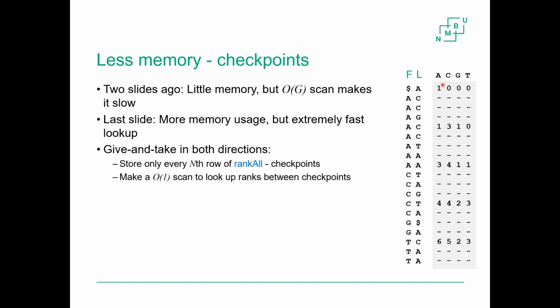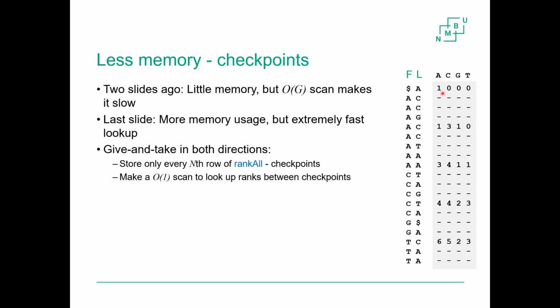So we don't actually store all the ranks in this rank all matrix. We only store some checkpoint ranks, as we call them. So you can see every nth rank is stored, and the rest are not stored. So we save a lot of memory. This matrix becomes smaller because we can throw away these rows. But still, we need to look up the ranks in these rows. But then we can do the search, right?